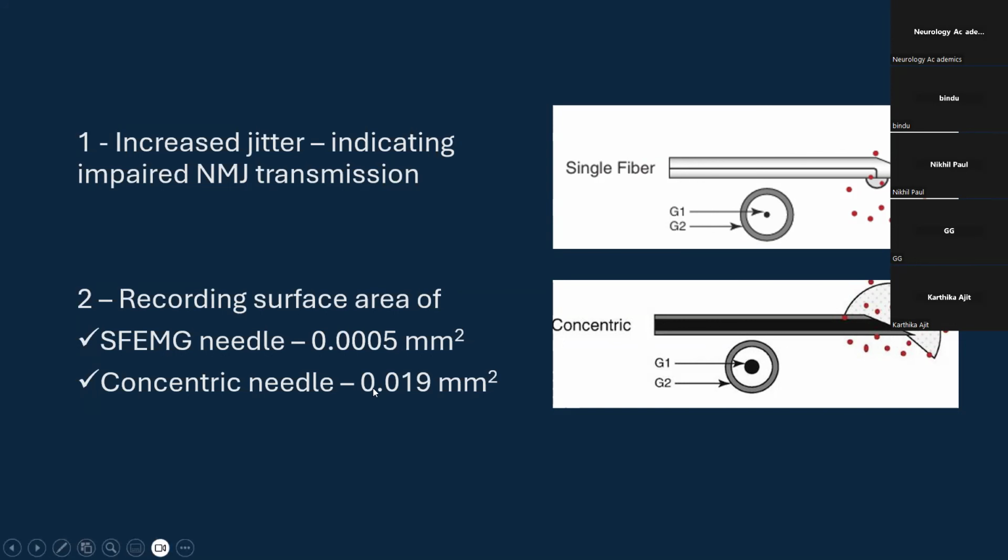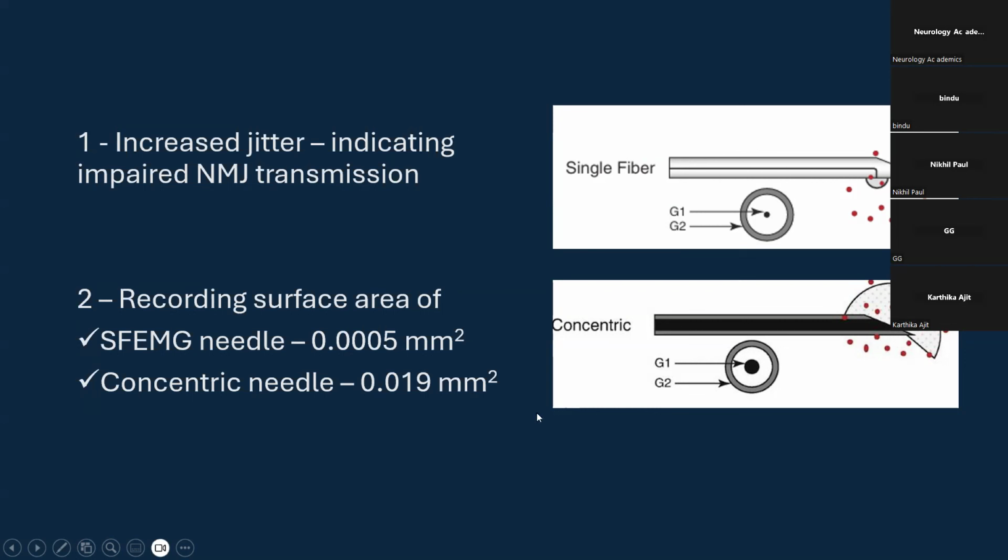Usually, the jitter is very little in normal muscle, but in neuromuscular junction disorders, due to the abnormal neuromuscular junction in a few junctions, there will be a variation between the adjacent fibers which are supplied by the same axon. So that is called jitter. And about the needle, the recording surface area of the SFEMG needle is 0.005 mm square, when you compare with the concentric needle, which is 0.019 millimeter square.